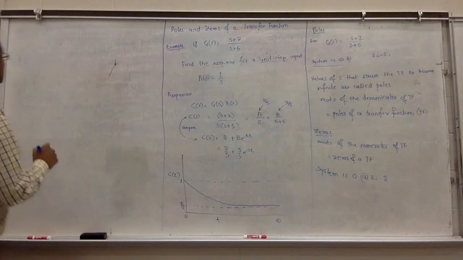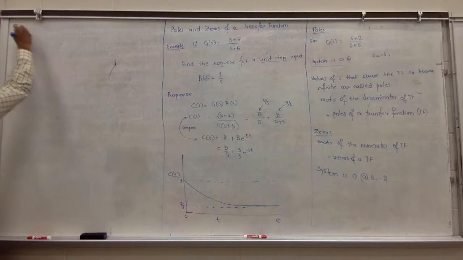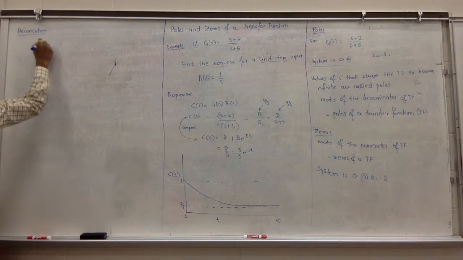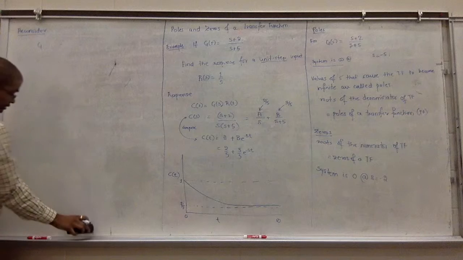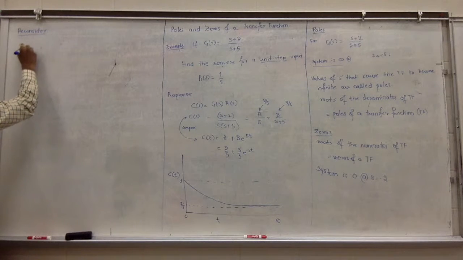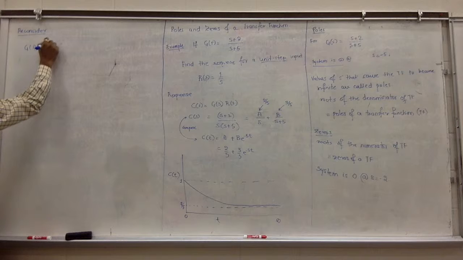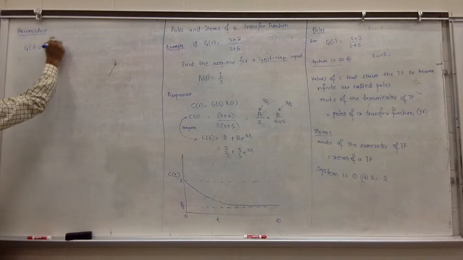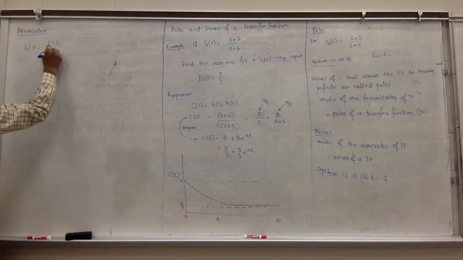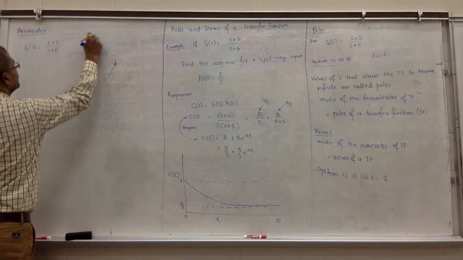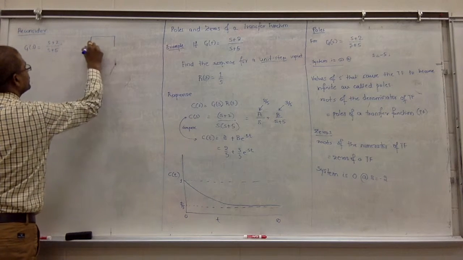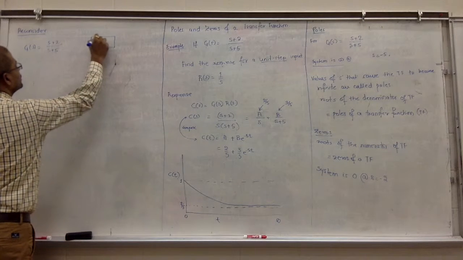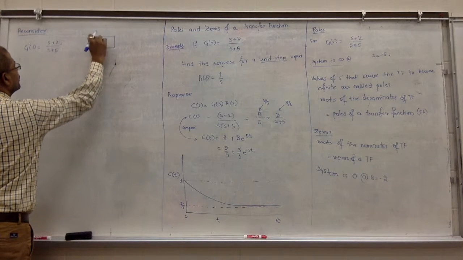So, okay. Let's reconsider G of S equal to S plus 2 divided by S plus 5. This can be written as, see, we use this representation pretty often.